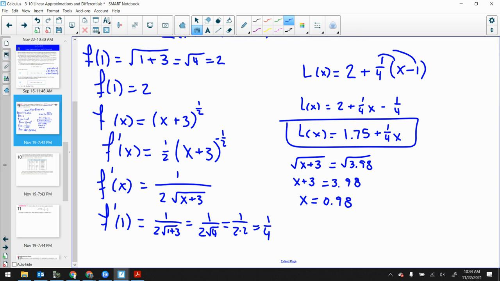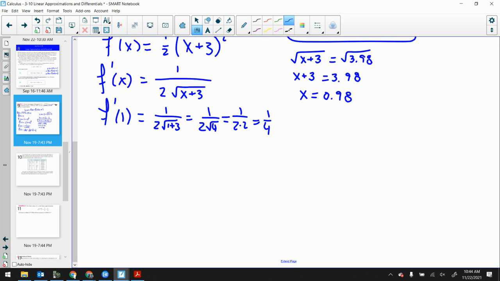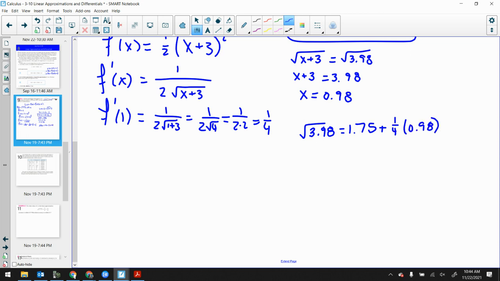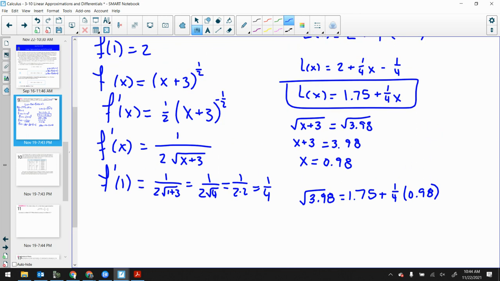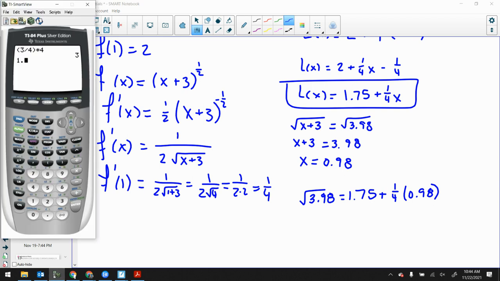So if x is 0.98, then the square root of 3.98 is approximately 1.75 plus 1/4 of 0.98. Because that was my equation, right? 1.75 plus 1/4 times x. Well, in this case, my x is 0.98. Well, let's see what this linear approximation estimates that value to be.